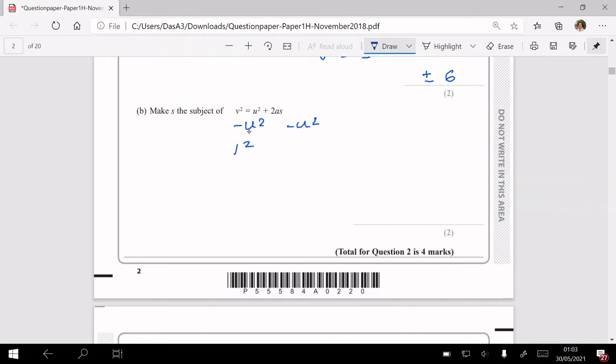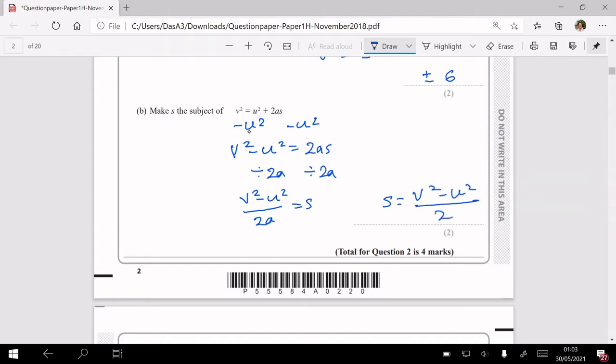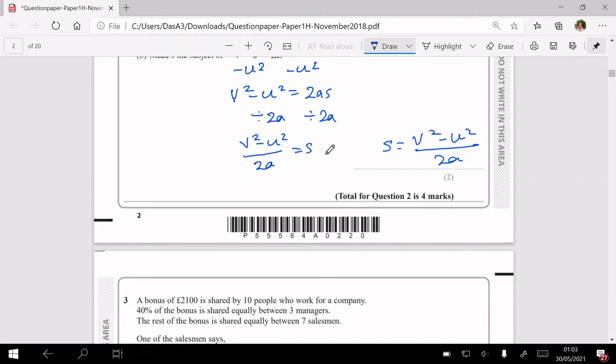So v squared minus u squared is equal to 2as, divided by 2s. V squared minus u squared over 2s is equal to a. So it's just rewriting it here. Perfect. Let's move on to the next question.